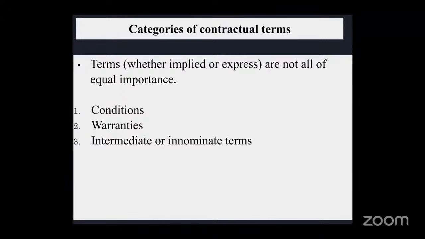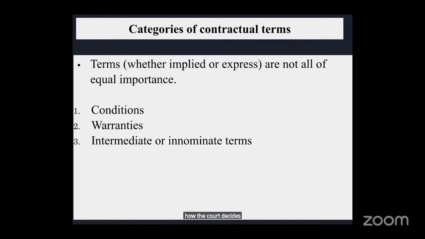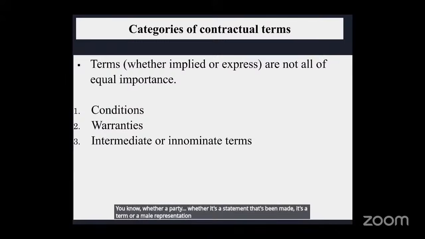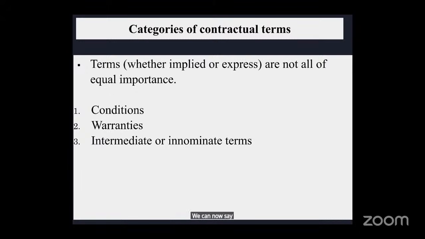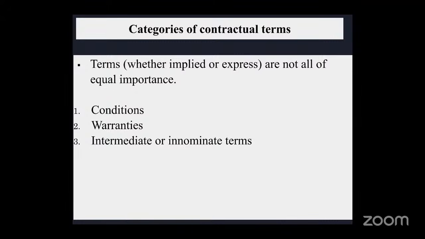So the next one is that contractual terms are categorized into three. There are three categories of contractual terms. Remember that so far we've talked about how the court decides whether a statement that's been made is a term or a mere representation. So now, say the court has decided that it's a term, or the parties are not disputing it and already agree that it's a term. The next question is the implication of each of those statements, the implication of each term.